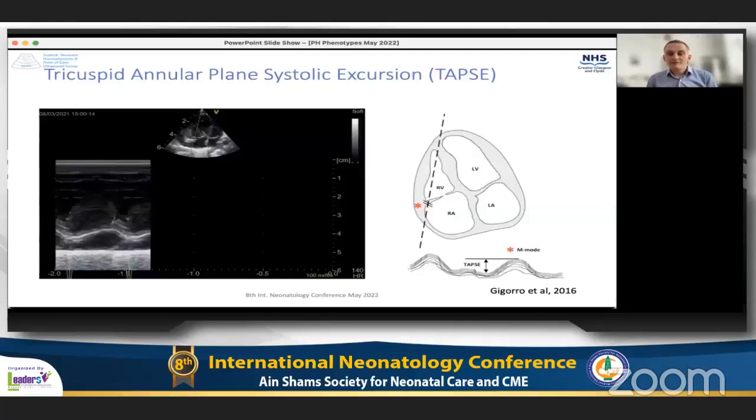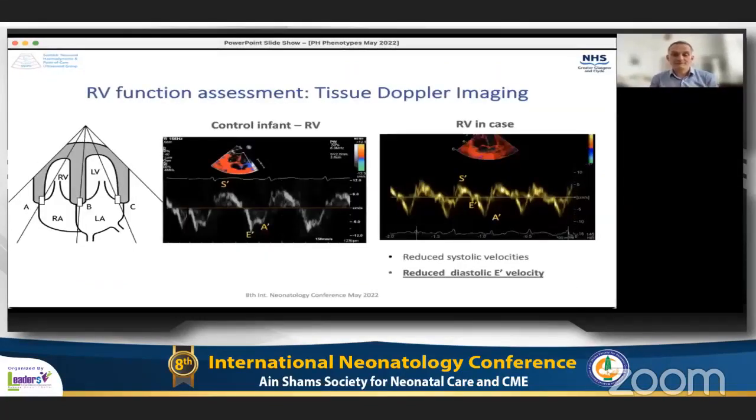What about the ventricular function phenotype in this patient? Well, we can assess that using a number of echocardiographic quantitative techniques. One of these is TAPSE, or tricuspid annular plane systolic excursion, which you see here represented schematically on the right. And it looks at the relative displacement of the tricuspid annulus during systole, which in this case is reduced, indicating reduced right ventricular systolic function.